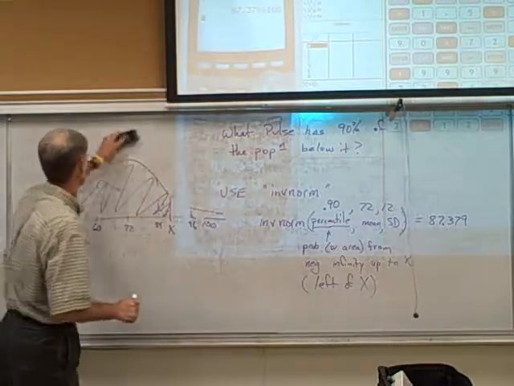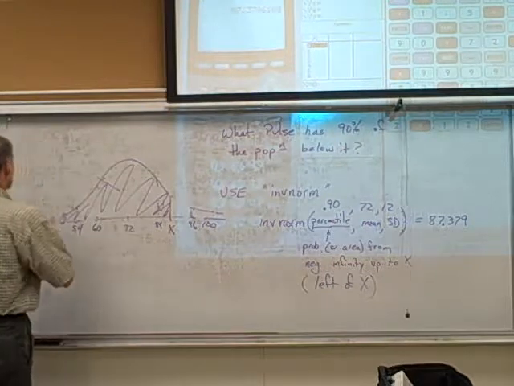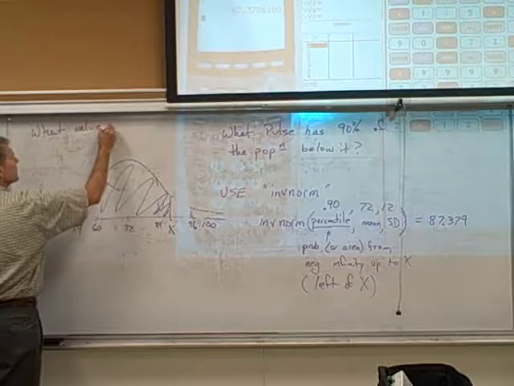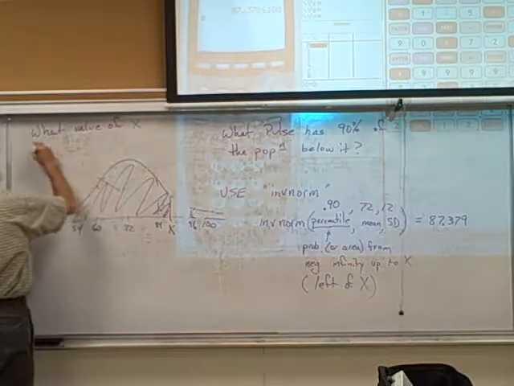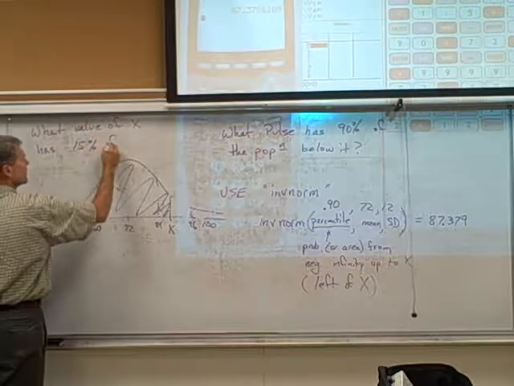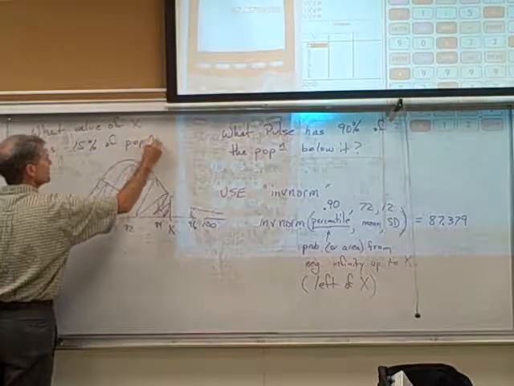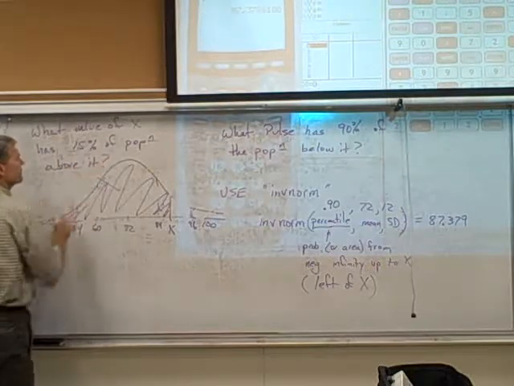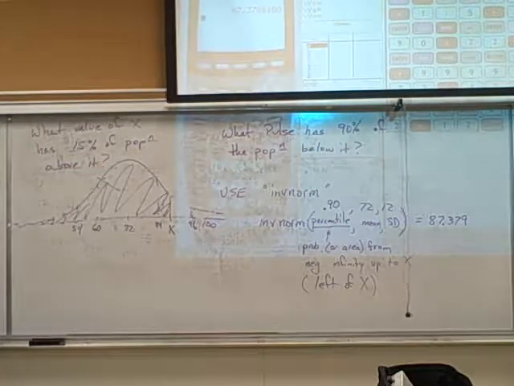So, keeping that in mind, what value of x has 15% of the population above it? See if you can figure out how to work that one. And I threw in an extra little wrinkle.